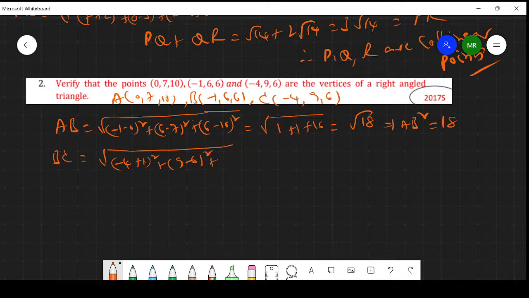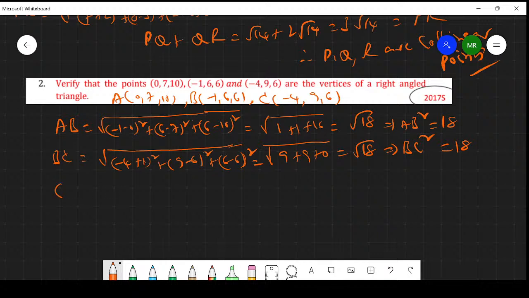9 minus 6 whole square and 6 minus 6 whole square, that will be 0. So now you can check here. When I have taken this one, 3 squared is 9, this is 9 and this is 0. Again root 18. I got root 18, right. Now BC square implies BC square, that is also 18.